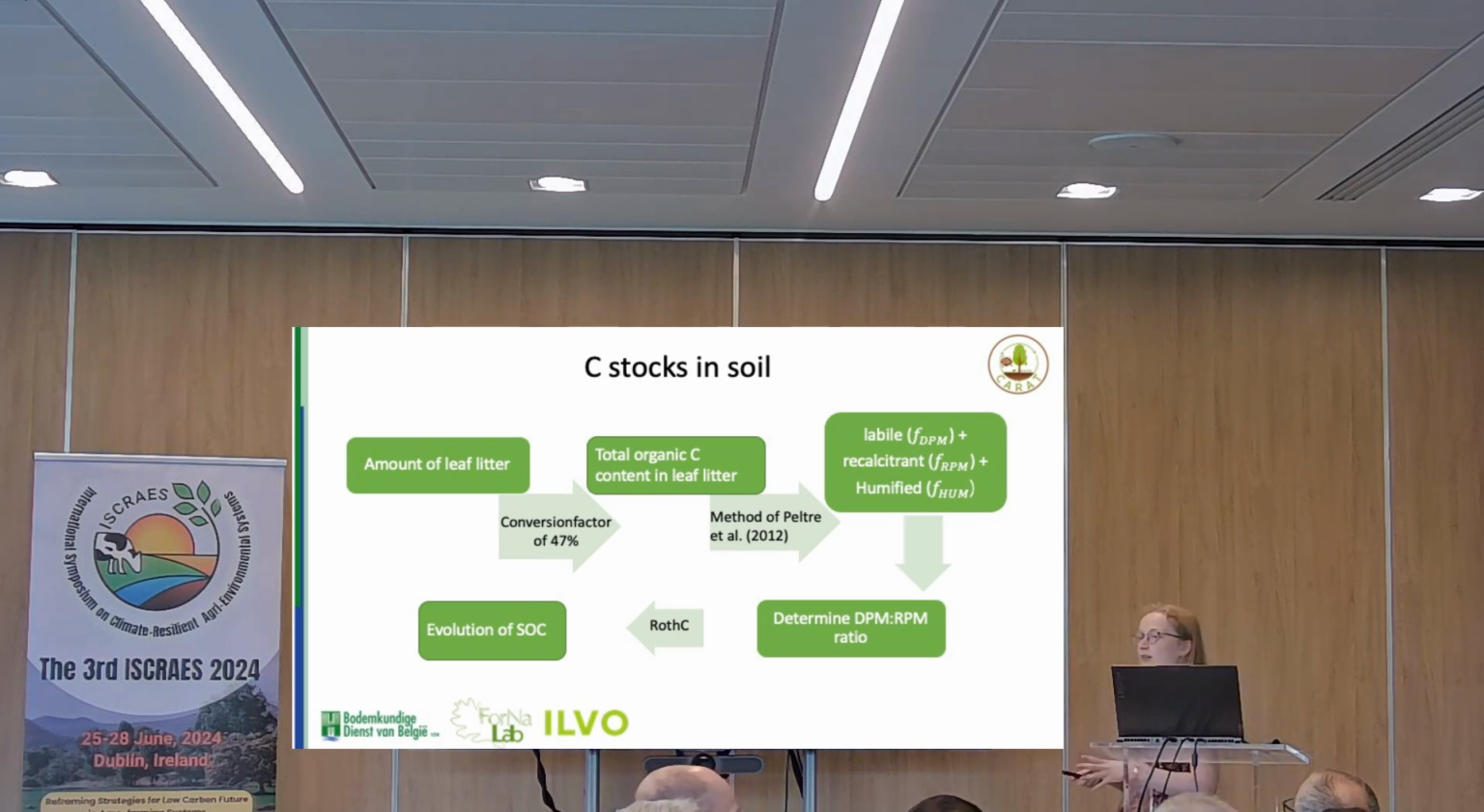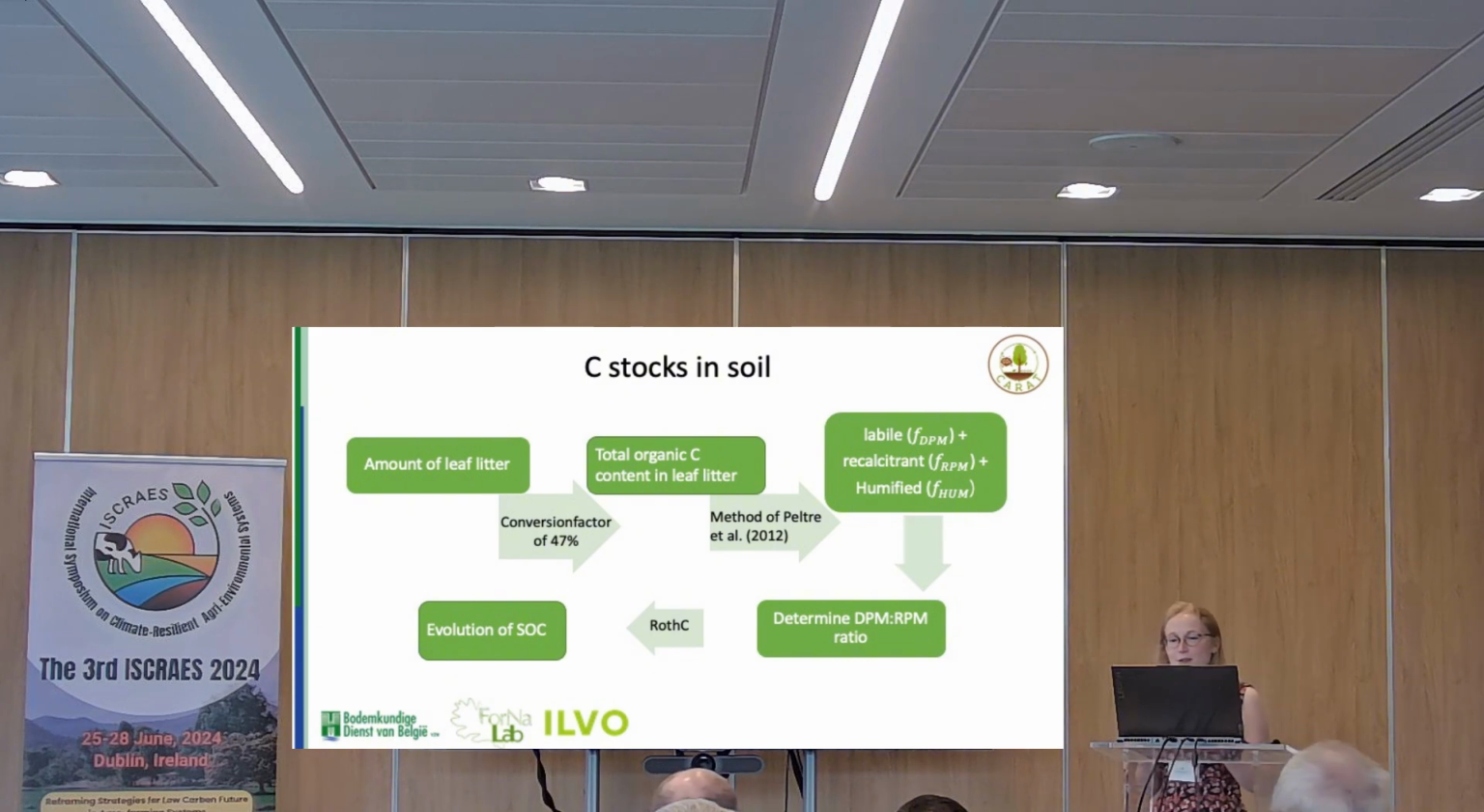So after that, we got the amount of leaf litter. But we still need to know how that will be incorporated into the soil. So as a next step, we will use, again, the conversion factor of 47% to calculate the total organic carbon content in that leaf litter. Then the method of Belt et al. will be used to divide that organic carbon into different fractions.